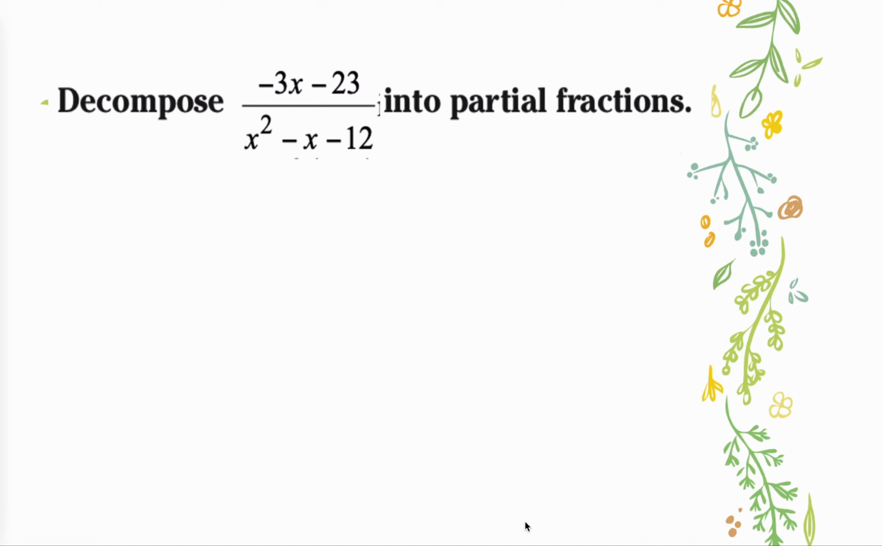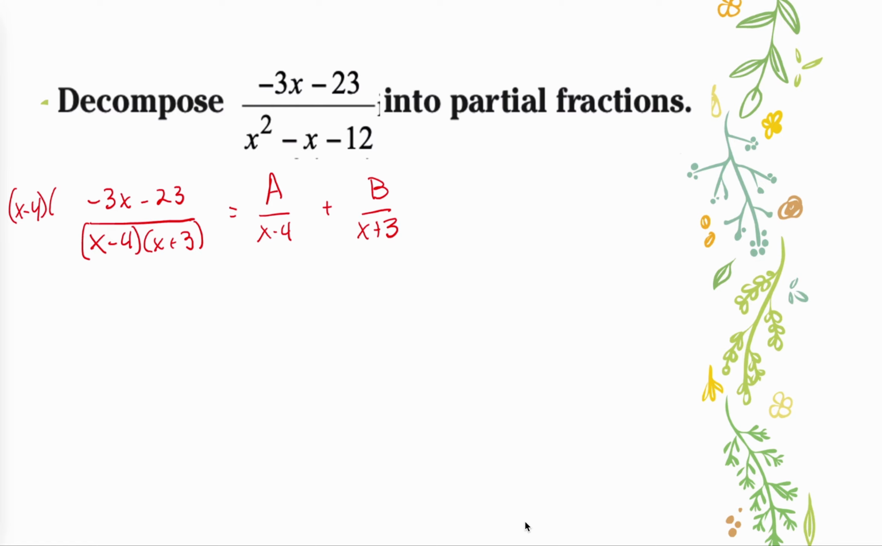So, we factor the denominator. This is going to factor into x minus 4 and x plus 3. Set that equal to a over x minus 4 plus b over x plus 3. Multiply everything by x minus 4 times x plus 3. That cancels out. The x minus 4's cancel out. The x plus 3's cancel out.